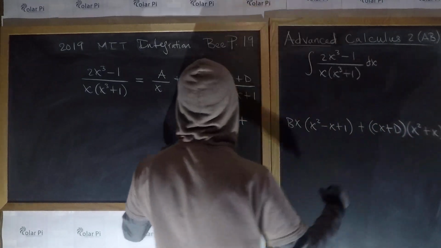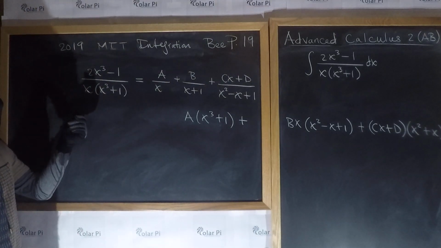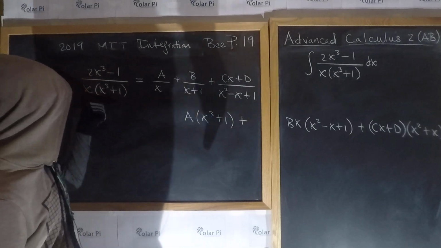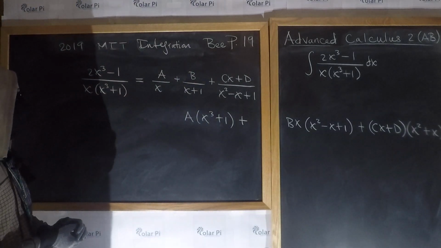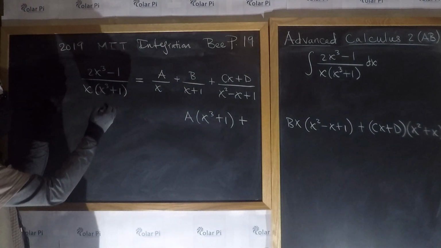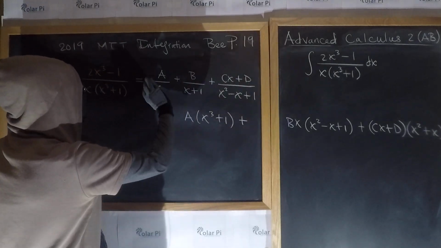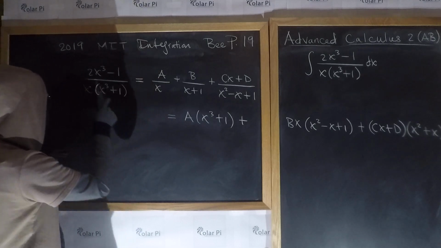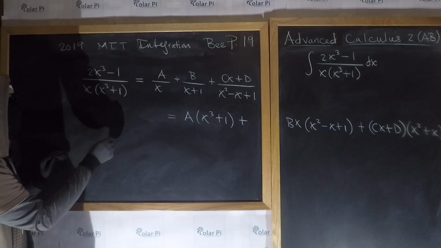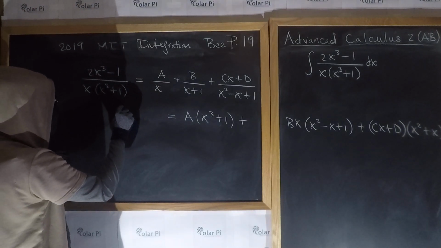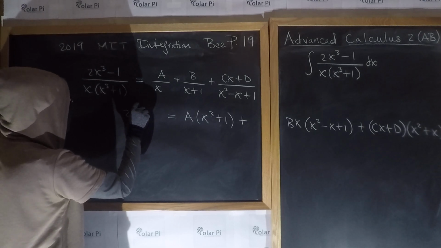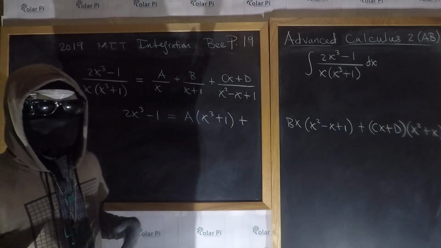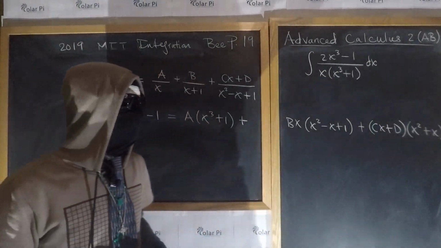Now, this here would have the same denominator as this here, right? Okay. And so we just say this here, which is going to be the numerator of the right of the equal sign, will have to equal the numerator of this left-hand side, now that they have the same denominators. And so that would be 2x cubed minus 1, right?